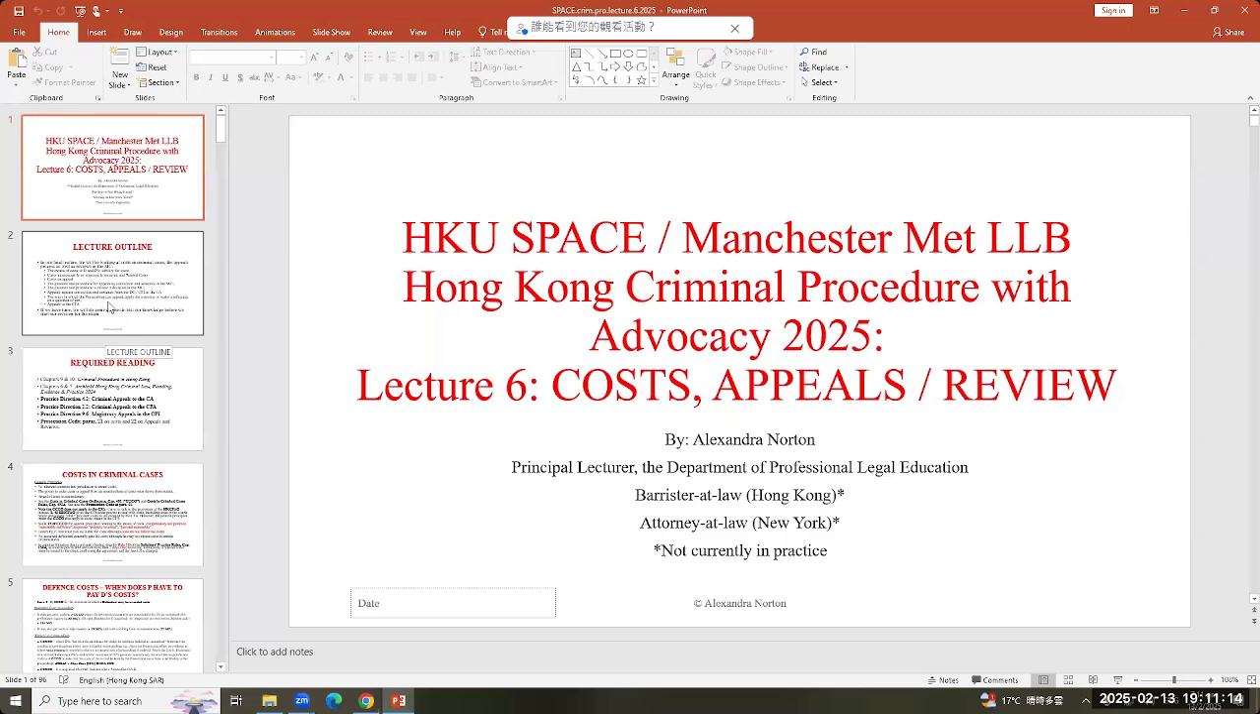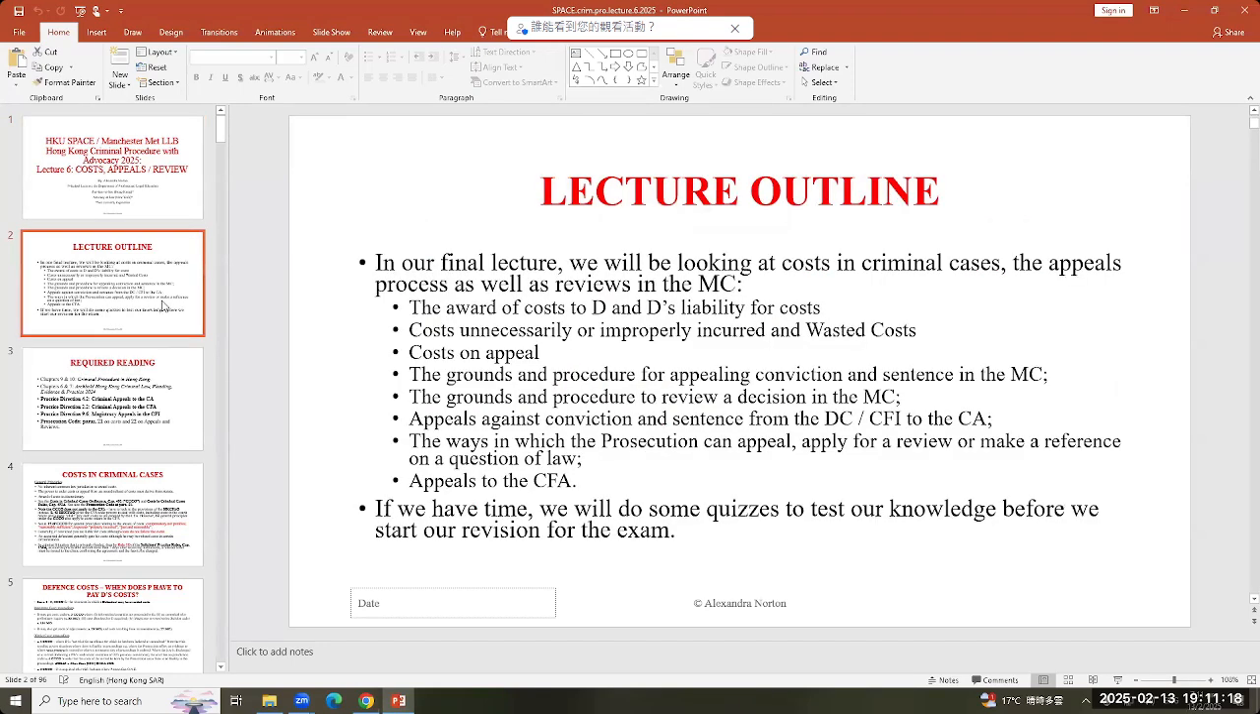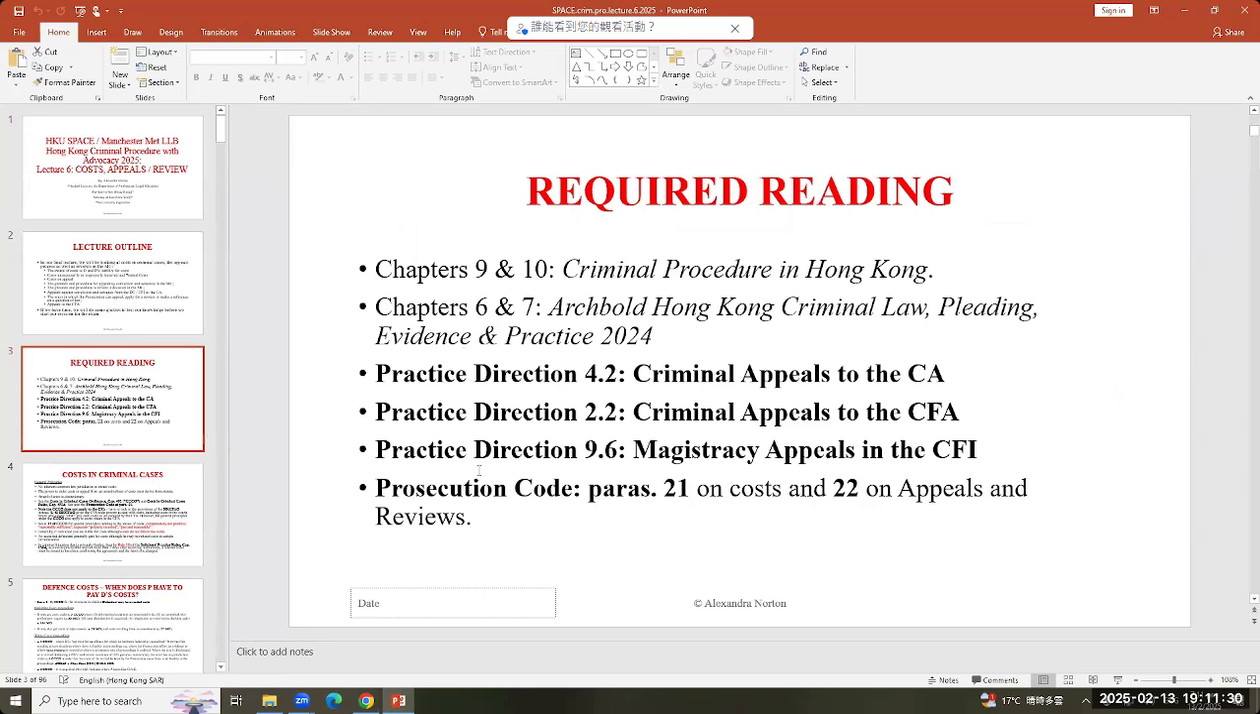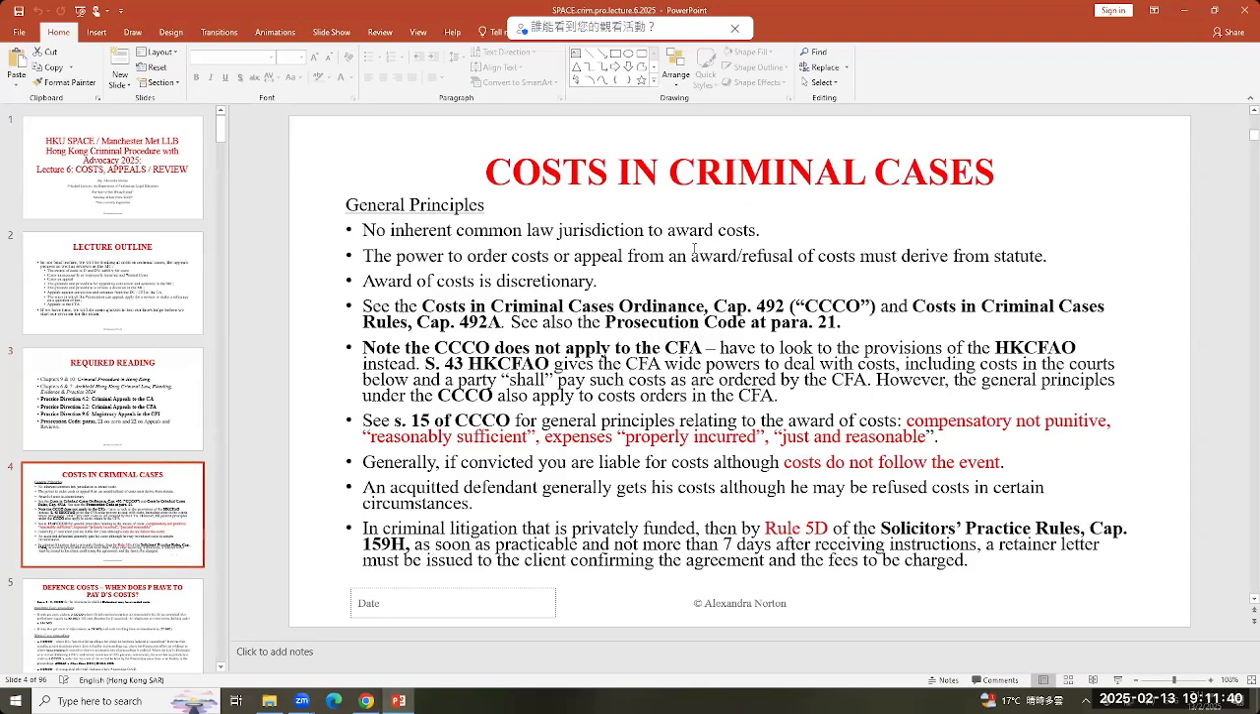So we're going to cover three huge topics tonight, which are costs, appeals, and a very special power that only exists in the magistrate's court, which is the power of review. I set out for you here a couple of key practice directions to have a look at and provisions in the prosecution code. I'll leave you to look through those yourself. Let's get started on costs.